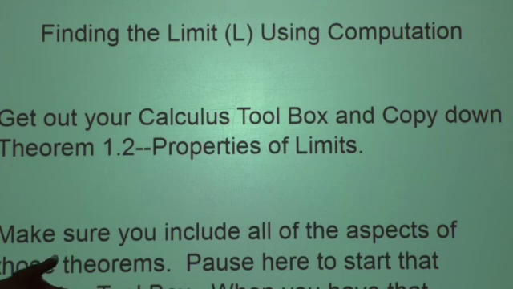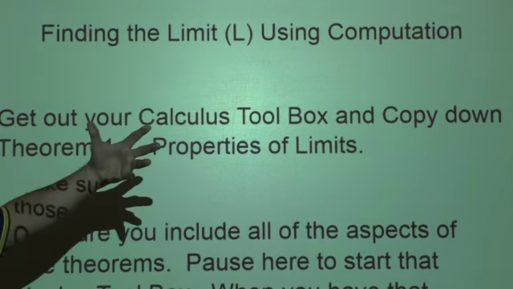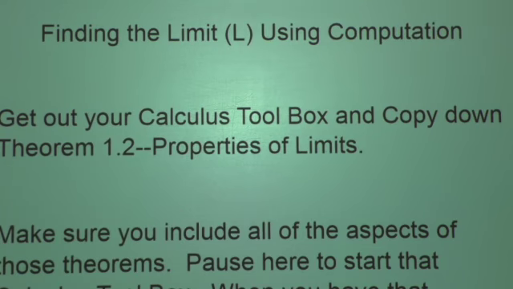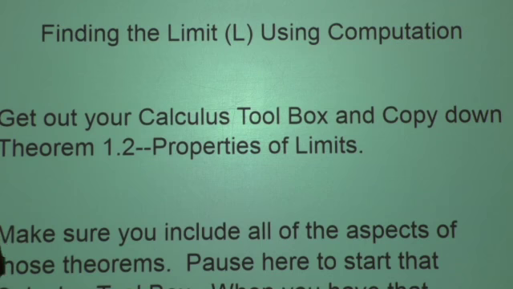Okay, so the second lesson of the week is pretty similar to the first one, except instead of using a graphing calculator for the graphing part, we're going to use the graphing calculator for the computational part. So the first thing you need to do is get out your calculus toolbox and copy down Theorem 1.2, the properties of the limit. There's a number of properties thrown in there, so get them written down, pause this, and then come back when you're ready.